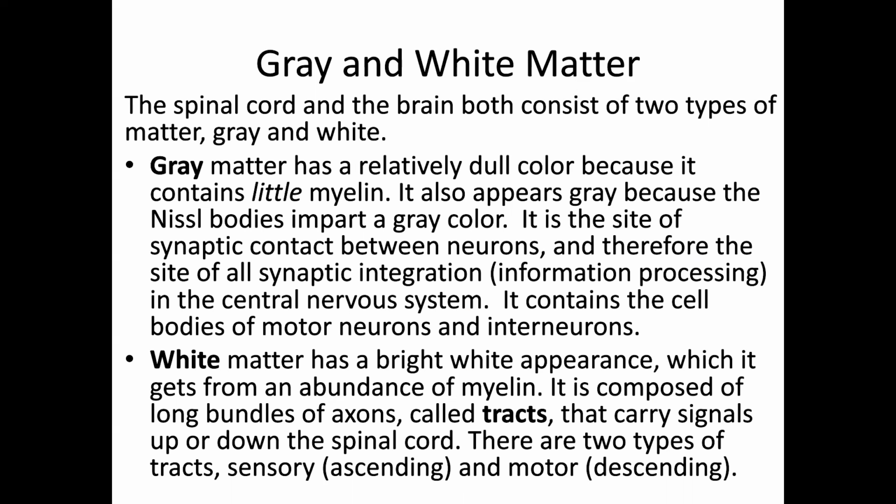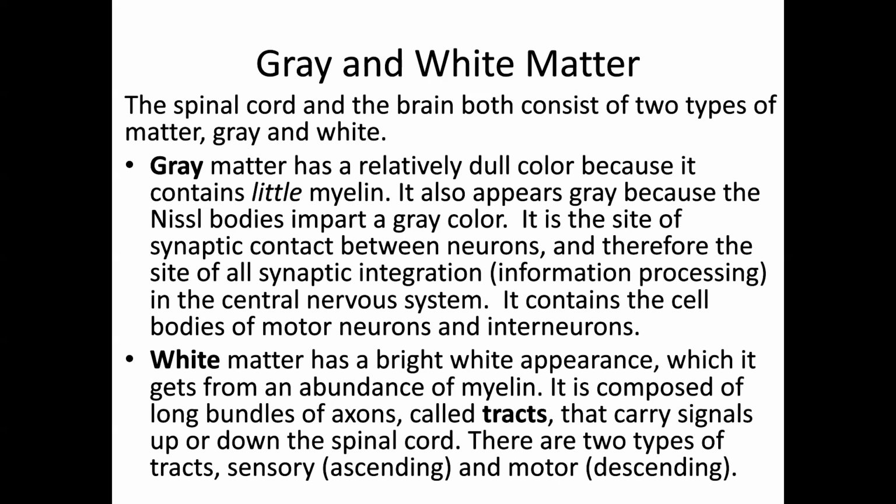What's important about the gray matter? It's the site of synaptic contact, so it's where those synapses take place between neurons. In other words, where neurotransmitters are released. What's more important, it's the site of all synaptic integration or information processing in the central nervous system. This is where we decide what to do with sensory signals, like examples we've been talking about all semester long. When we're cold, we decide what to do with that information when we send it into the spinal cord and brain, and we shiver as a result, right? So gray matter is obviously very important. It contains the cell bodies of motor neurons and interneurons.